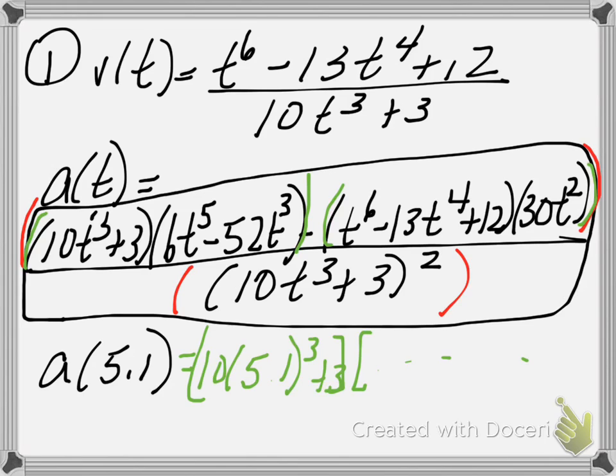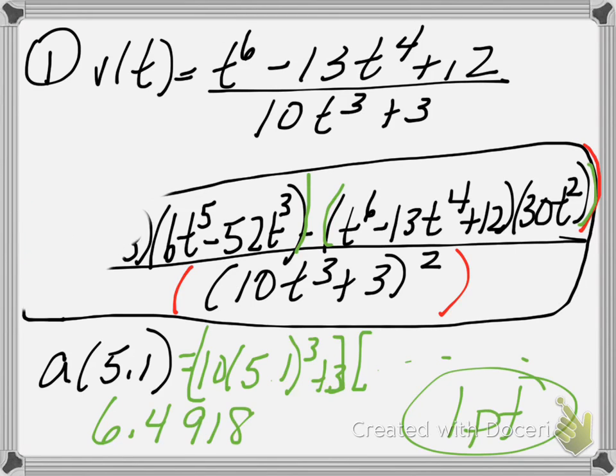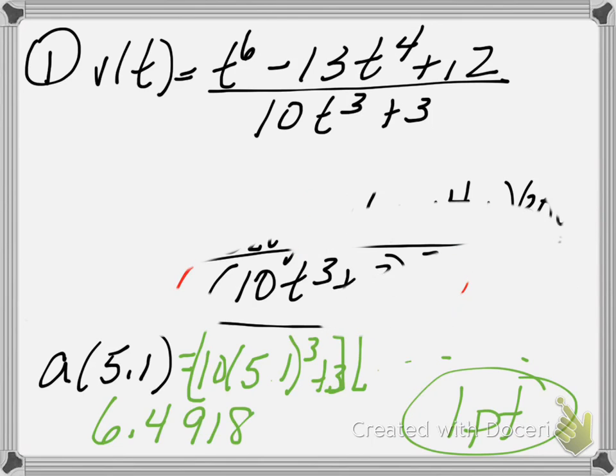And this will certainly drive you crazy, but you should get the answer, which is 6.4918. Okay, and that was worth 1 point. Now there's actually an easier way to do that, but if you know this way best, you can do that. You do have 15 minutes for the free response.